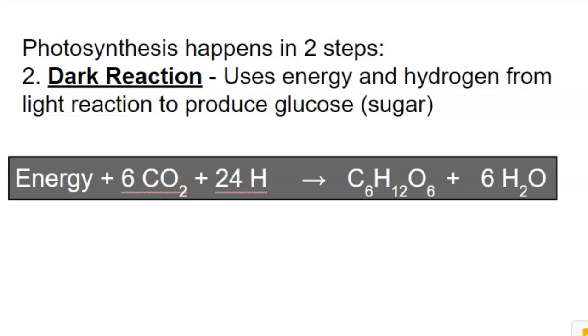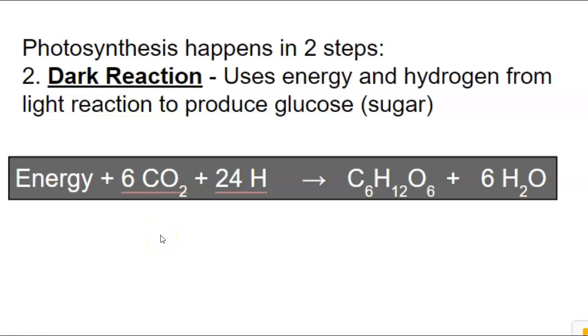So the second step in photosynthesis is the dark reaction, and that's what we're going to be talking about right now. The dark reaction uses energy and hydrogen. Remember, we had hydrogen left over from the light reaction to produce sugar. So this is where our sugar is finally being produced.